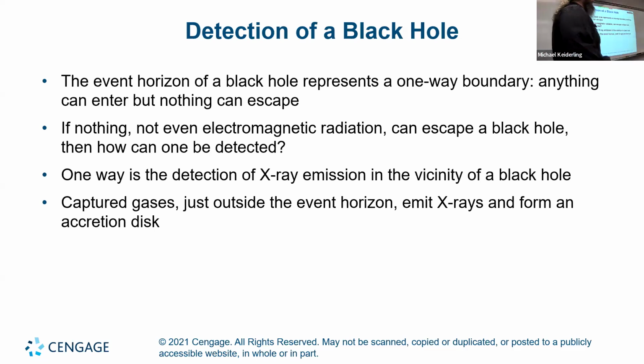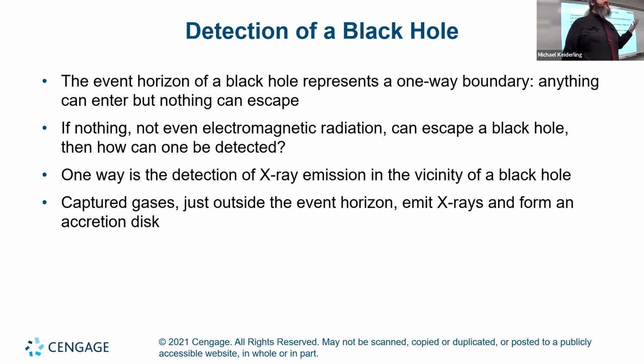And it turns out stuff falling into a black hole sure does emit light and can be very bright. In fact, some of the brightest things in the universe are stuff falling into a black hole. So detection of X-rays being emitted by material falling in the vicinity of a black hole. Captured gases just around outside the event horizon, as they fall inwards, rub against each other, they heat up, they emit X-rays and form an accretion disk.